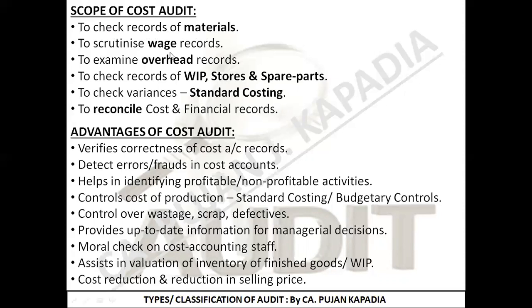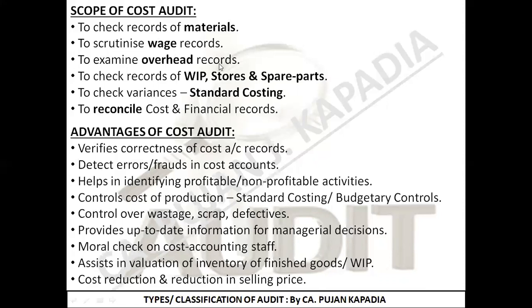Second is to scrutinize the wage records. I need to scrutinize and examine each and every record pertaining to wages. I need to check whether the proper incentive is being paid to the worker or not, whether any entries are passed in the name of a dummy worker or not, whether a worker who was on leave is not being paid mistakenly. So basically, I am going to look into each and every aspect with regard to labor costing, that is wage records. Third is to examine the overhead records.